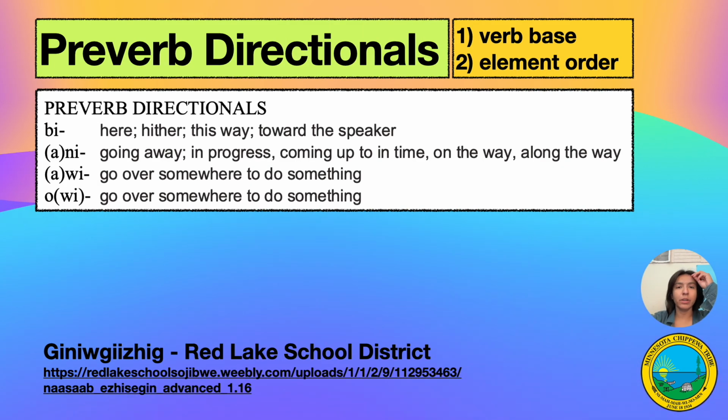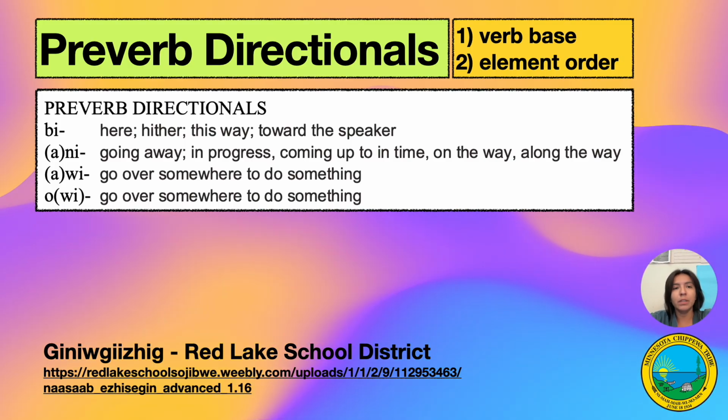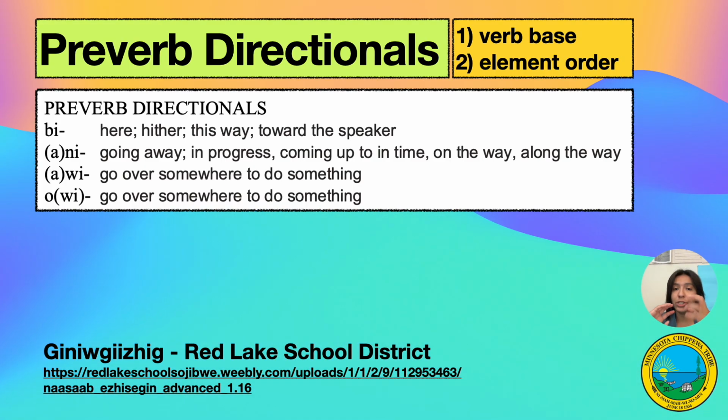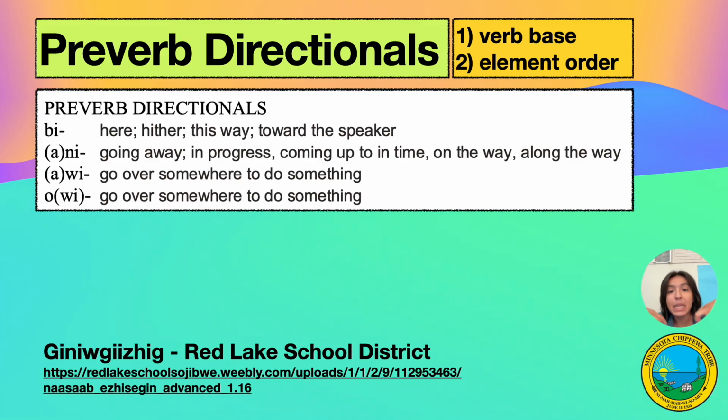Looking at preverb directionals, we have our verb base again and our element order again. This is a more specific scope into the directional preverbs. I did not include a lot of other preverbs in this. This is just an example. You can find more preverbs online in books and resources. Bi, which changes to pi using gi or we, means here, hither, this way, toward the speaker, like bi'ijan, come here.